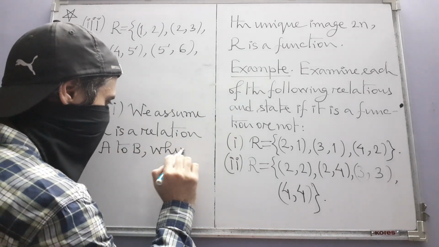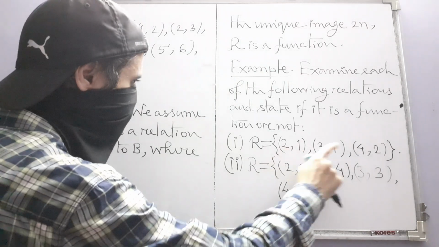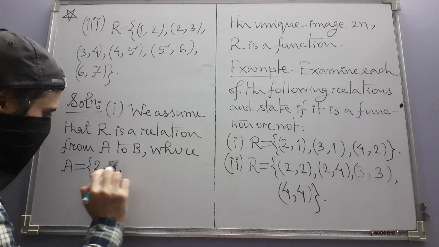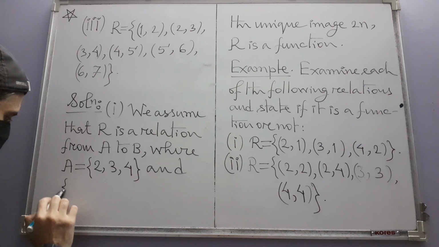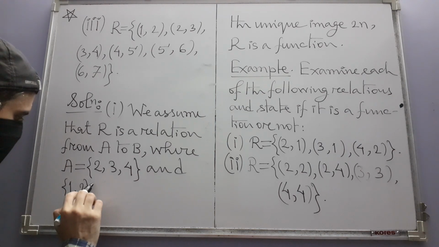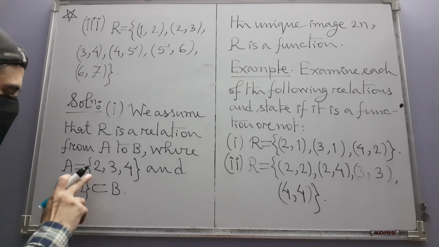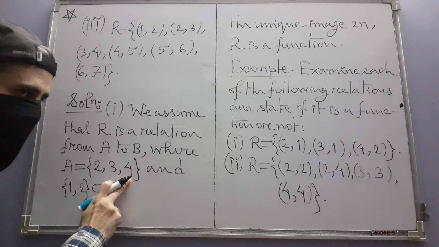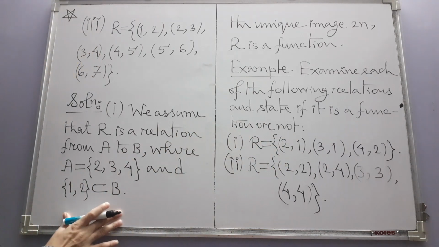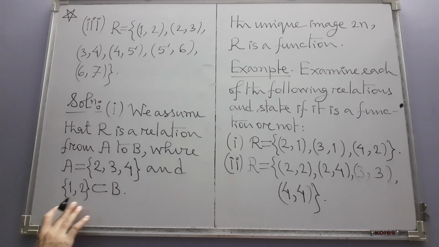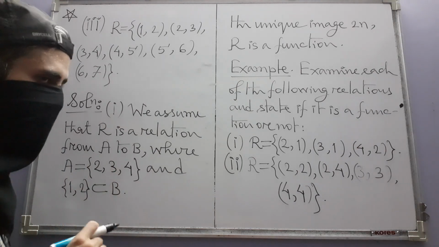where A is {2, 3, 4} and this is a subset of B. If we assume this, then each element of A is having at least one image, right? So that part does not cause any problem. Now we have to only see that each element has a unique image.